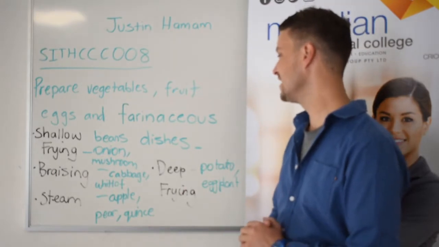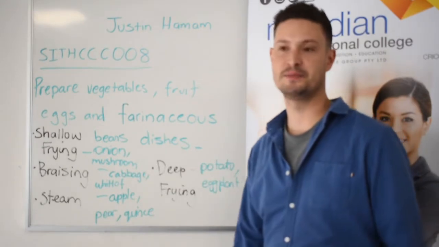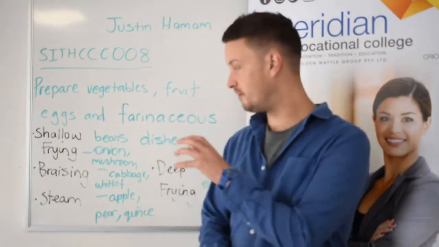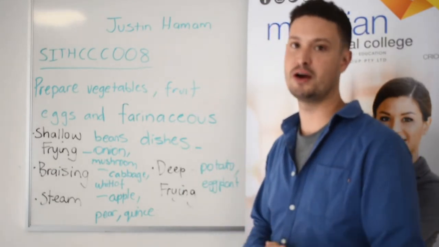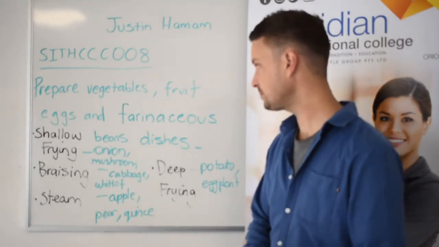You'll see here in black, I've got some different dot points for different types of vegetables and fruits and different methods of cookery that we'll be using. So let's have a look at these in a little bit more detail.